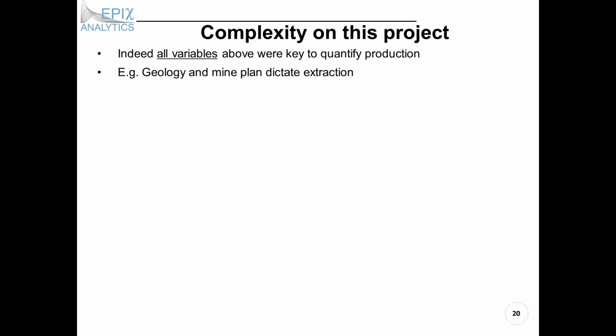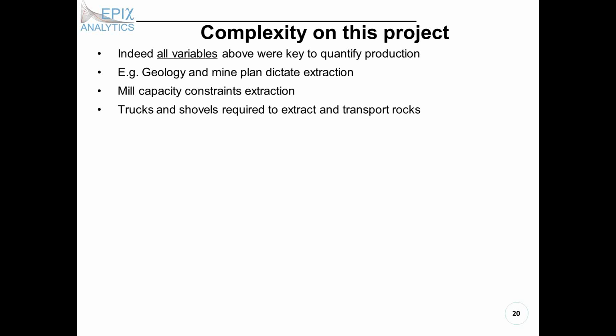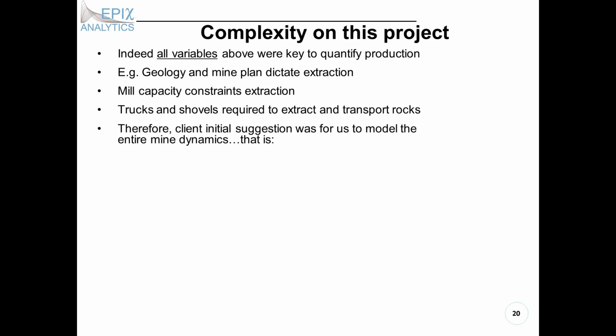So for this project, again, the complexity came from many sources. As I said before, all the variables above, weather, geology, staff, machinery, etc., were key to quantify production. None of them were irrelevant. So for example, geology and mine plan, the plan dictates extraction, and the mill capacity constrains extraction. Trucks and shovels required to extract and transport rocks are very key, of course, because if they are not working, then we won't be able to transport the material.